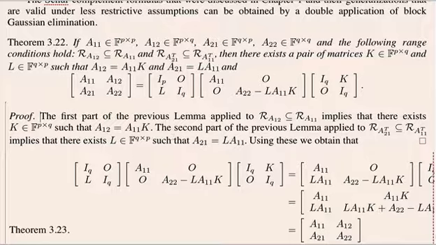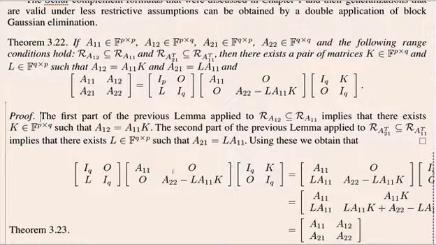The first part of the previous lemma can be applied to the range of A12 being in the set of the range of A11. This implies that there exists a K, P by Q matrix, such that A12 equals A11K. Then the second part of the previous lemma, applied to the fact that the range of A21 transpose is a subset of the range of A11 transpose, implies that there exists an L, Q by P matrix, such that A21 is L times A11.